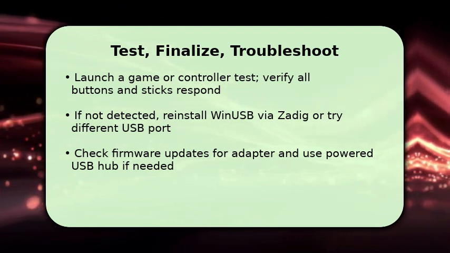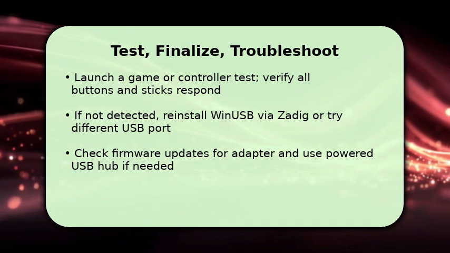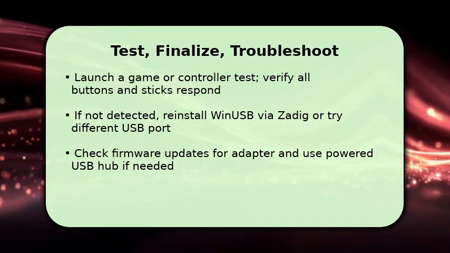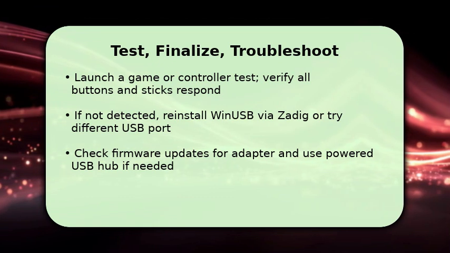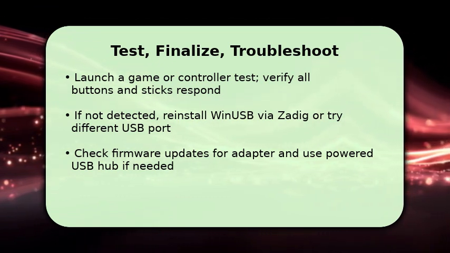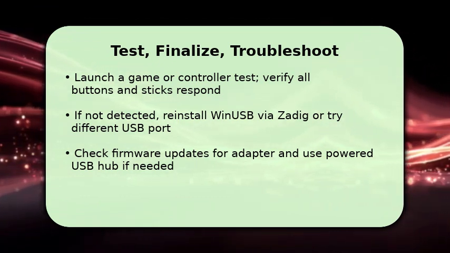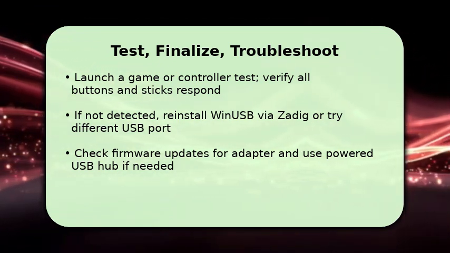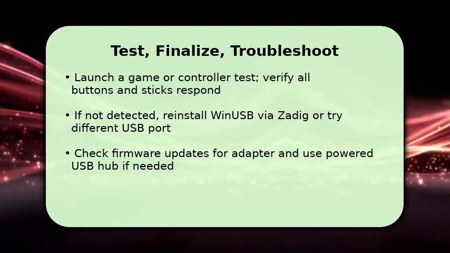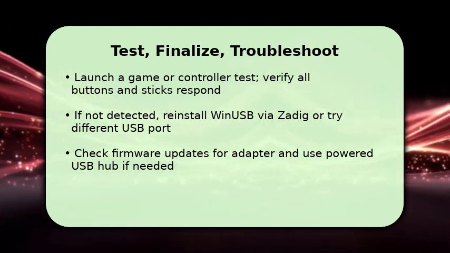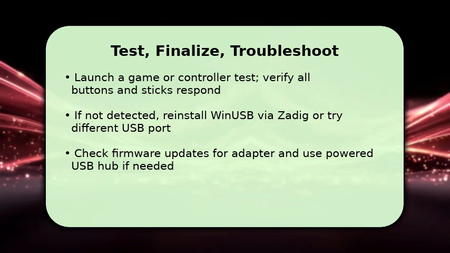If the adapter isn't detected, run Zadig again to reinstall WinUSB, try a different USB port, or reboot. For intermittent issues, use a powered USB hub to avoid low-power faults and check for adapter firmware updates. If drift or mismaps persist, remap with JoyShock mapper and save a clean profile so you can restore it quickly.